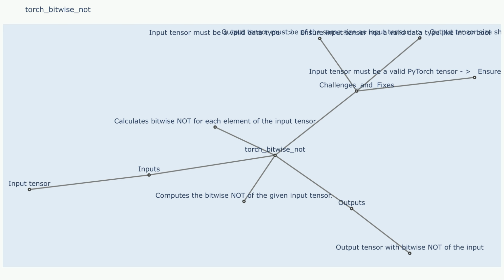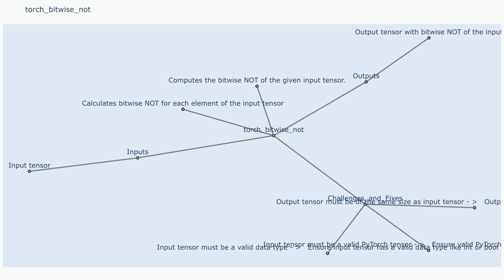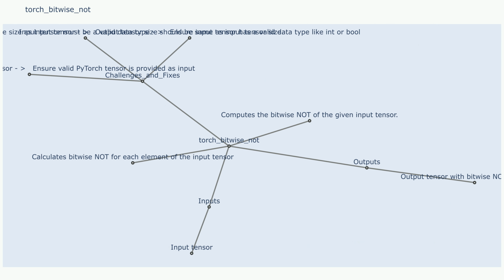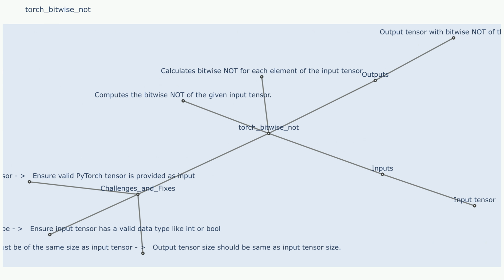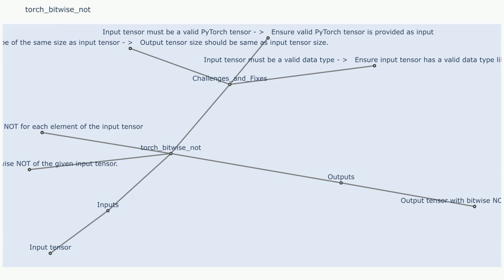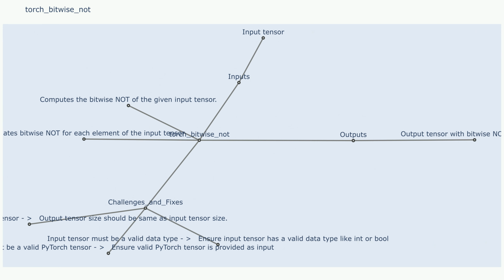Torch bitwise NOT. Description. Performs a bitwise NOT operation on the input tensor. This operation flips the bits of each element in the tensor. Inputs. Input 1, a tensor containing the values on which the bitwise NOT operation will be performed. The input tensor can be of any data type. Outputs. Output 1, a tensor with the same size and data type as the input tensor, containing the results of the bitwise NOT operation.